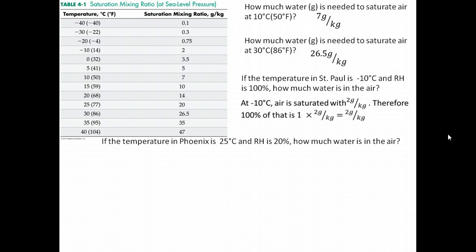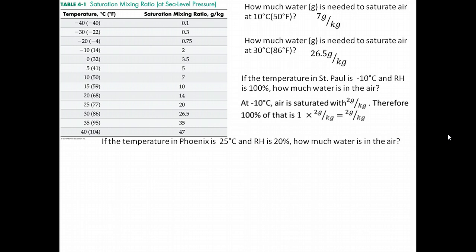So let's look at a warmer place. If the temperature in Phoenix, Arizona is 25 degrees Celsius and the relative humidity is 20%, how much water is in the air? Well, in this case, we know that we're not at saturation, we're at 20% relative humidity, so the air still has capacity to hold more water. But we still need to know what that capacity is for that temperature.